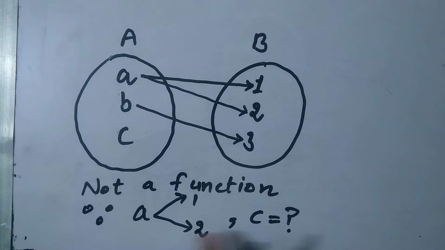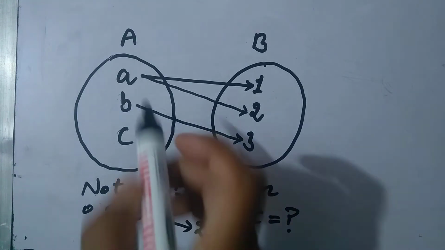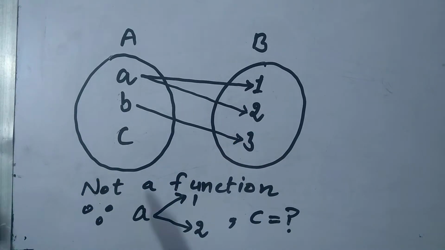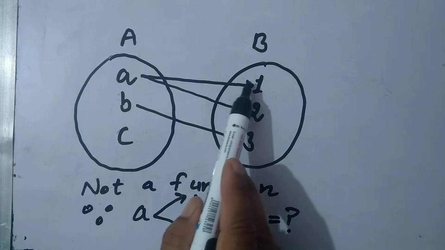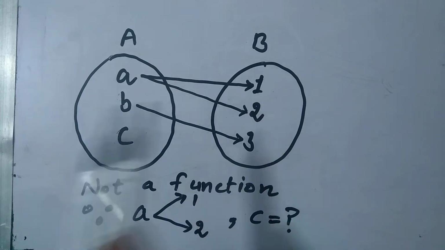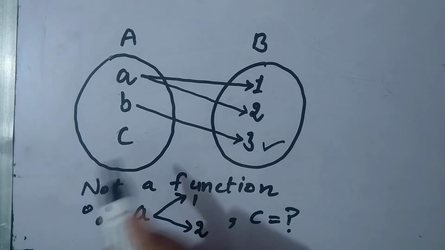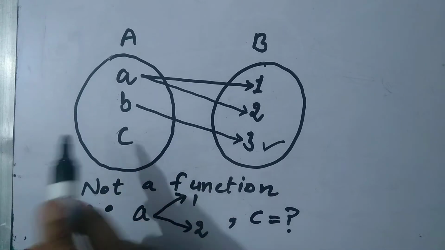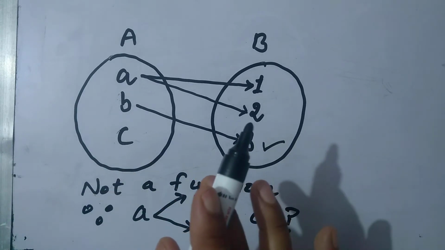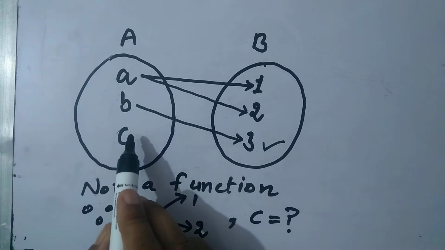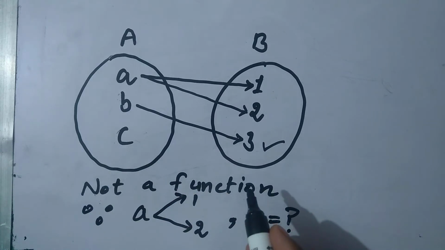So because of these two conditions, what the definition of the function says is, each element of set A should have one and only one image. Here A does not have one image, it has two images. B has one image, this is okay. But again, C has no image. So the definition says each element should have an image. C has no image, that's why we say this is not a function.